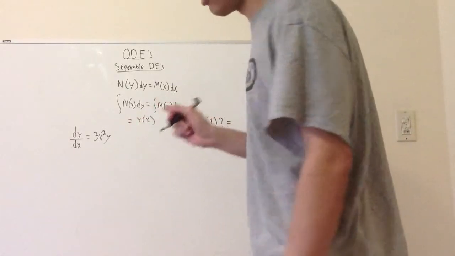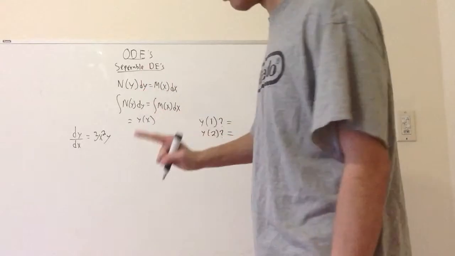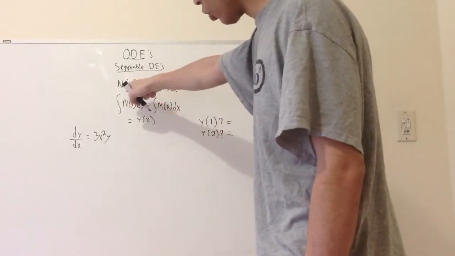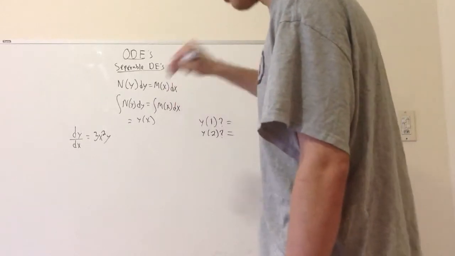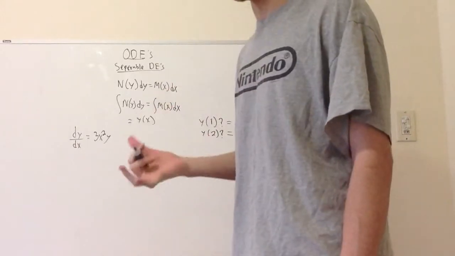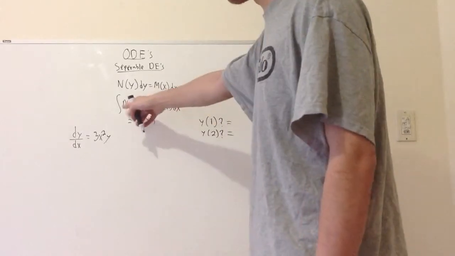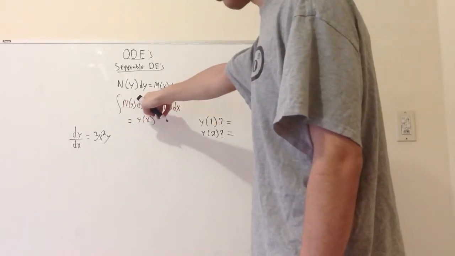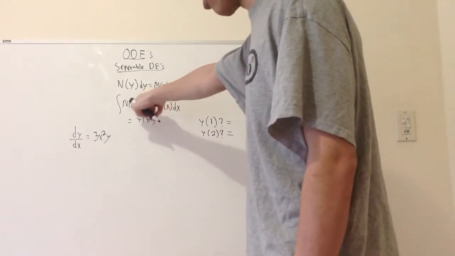So basically, a separable differential equation is one that can be written in this form, where you have some function of y, N(y) dy, equals some function of x, M(x) dx. And if you wanted to solve this type of equation, it's pretty straightforward. All you have to do is integrate both sides with respect to the independent variable of each function.